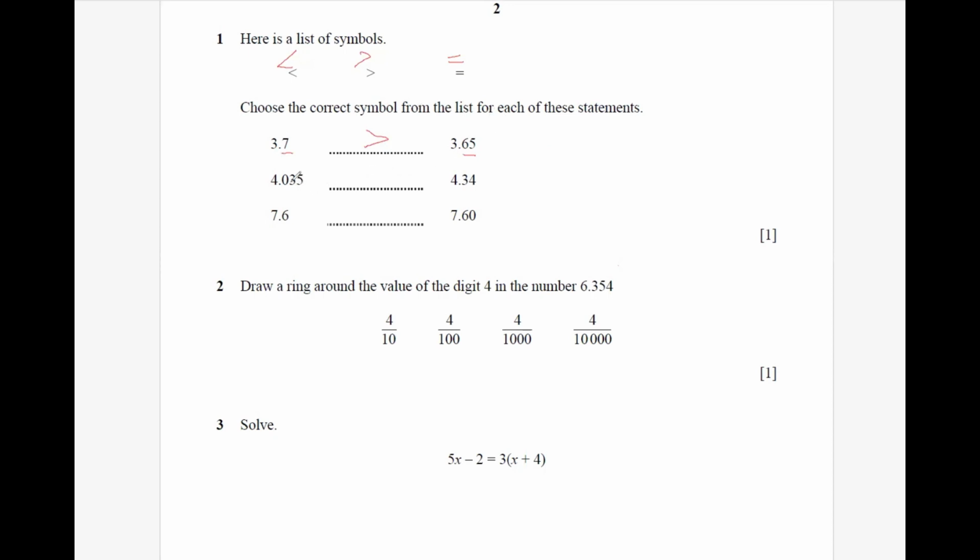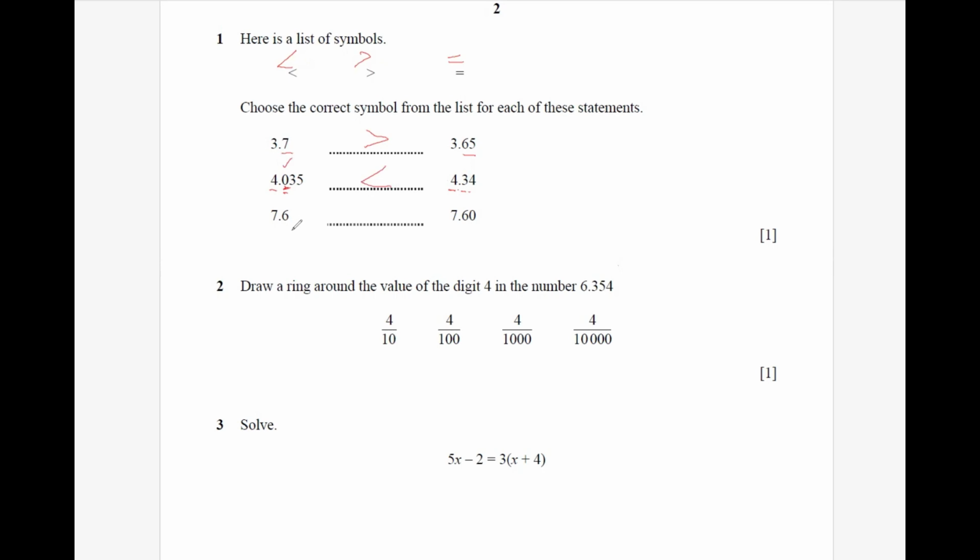Then 4.035 and then 4.0 is less than. Yes, we need to compare their digits. We compare first digit with the first one, these are equal. Then we are going to compare the first decimal place. This has got 0 and this has got 3. That means this is smaller than the other one. So we need to use this symbol.